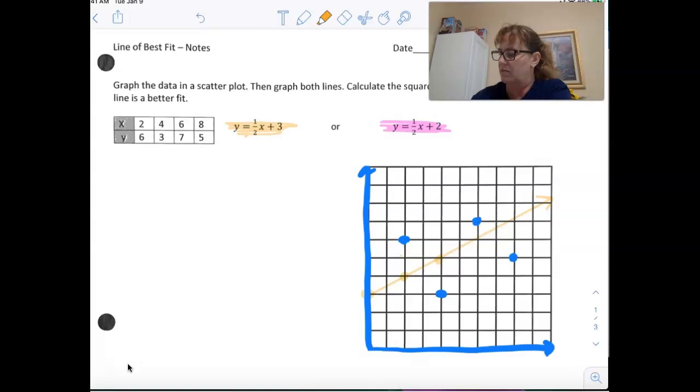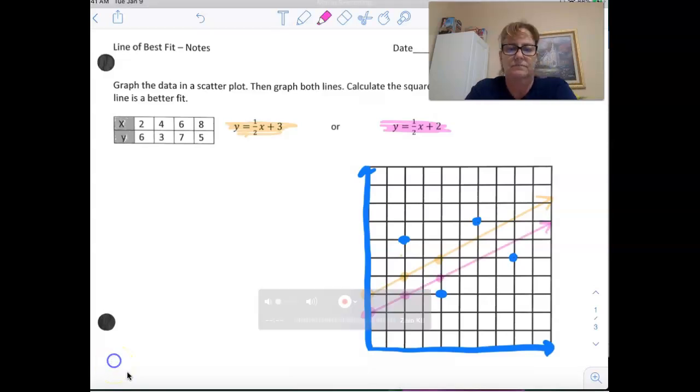Perfect. Well, now you do it with the pink one. Pause the video, draw it yourself, and then come back and make sure you did it right. So your pink line should look like what I have on the screen right now. If it does, great. If not, take some time and figure out where your mistake was.